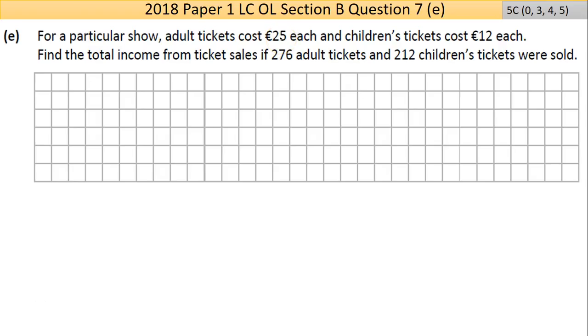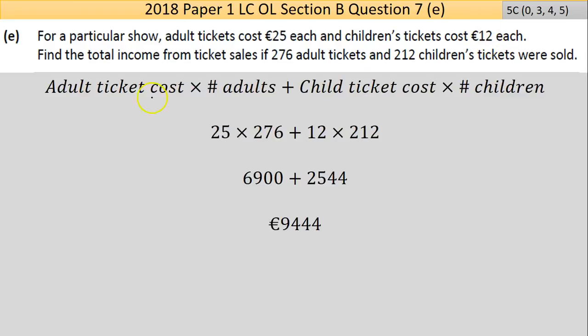So if you had one adult going and one child going, it would be 25 plus 12, which is 37. Now, we have a lot more than that happening, but basically it's 276 times 25 plus 212 times 12. And add them together and you have your answer. I've done everything down here: adult ticket cost times number of adults plus child's ticket cost times number of children. That's written out here. I've done that first bit and the second bit, and they're added together. That's the calculation for each side of it. Now, you could just go straight to the answer if you use your calculator. And I came out with a figure of €9,444.